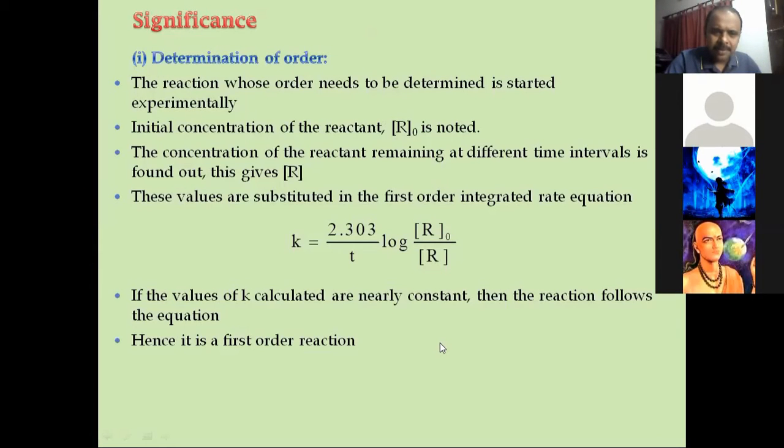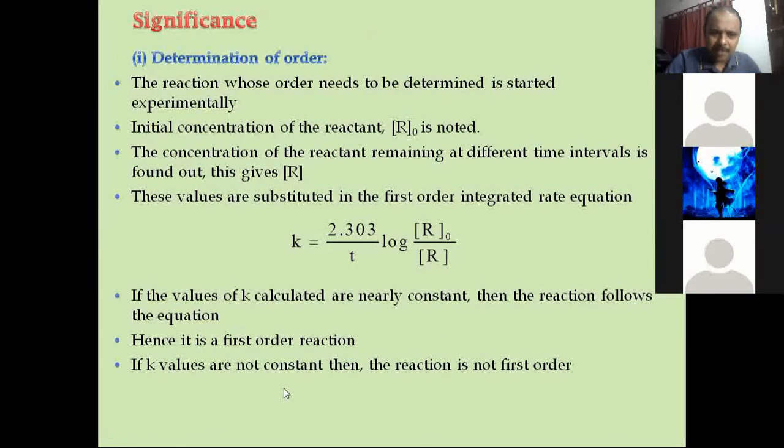Fine. If K values are not constant, what is the conclusion? If K values are constant, it is first order. Let's say some reaction has been carried out. If K values are not constant, what does that mean? The reaction is not obeying the integrated rate equation for first order. So we can conclude it is not first order.